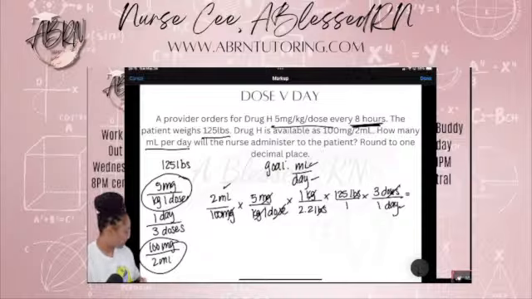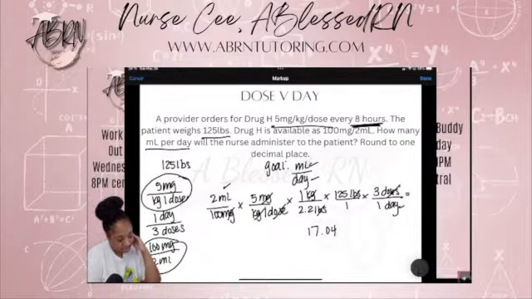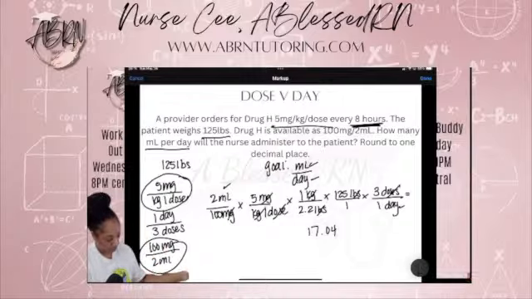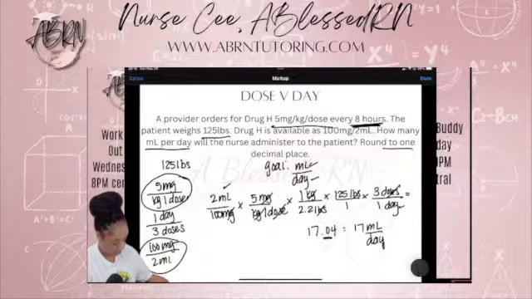Times 125 times 3 divided by 100 divided by 2.2. And I got 17.04 mLs per day. So this asks us to round to 1 decimal place, right? So if we are to round to 1 decimal place, so that's here, that's the tenths. So that 4 means that it's going to stay the same. So we're going to just round it to 17 milliliters. Because remember, we don't have any trailing zeros. Milliliters per day. Yes. Y'all good?